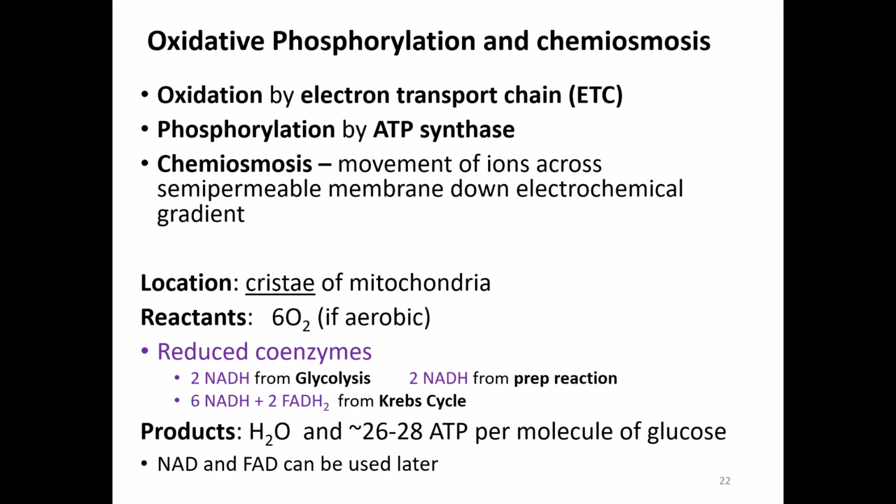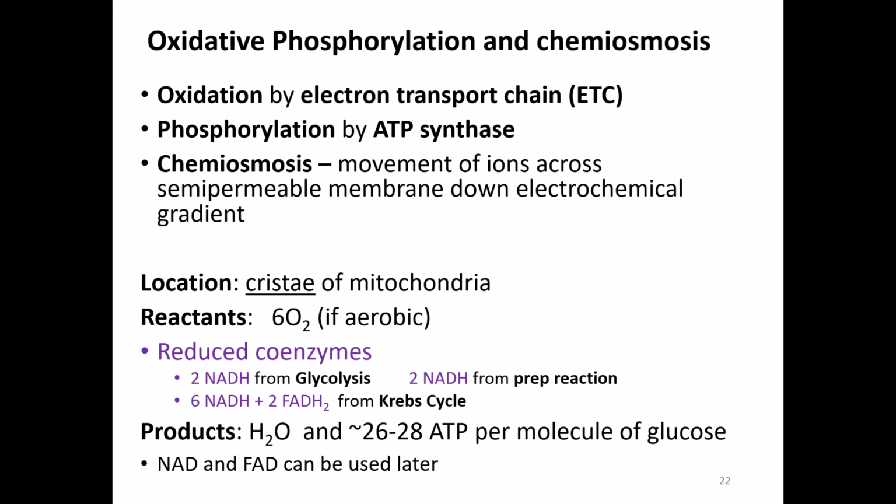And then chemiosmosis, we remember what regular osmosis is, or just plain osmosis. That's movement of water across a semipermeable membrane. Chemiosmosis is movement of ions across a semipermeable membrane, in this case through ATP synthase, and that's used to make ATP. So this reaction happens in the cristae of the mitochondria, and if we're talking about aerobic cellular respiration, it requires 6 oxygen, and it also requires the reduced coenzymes NADH and FADH2.